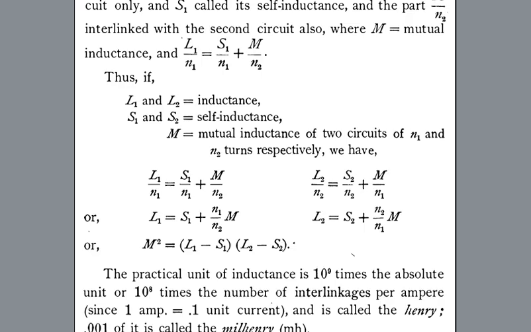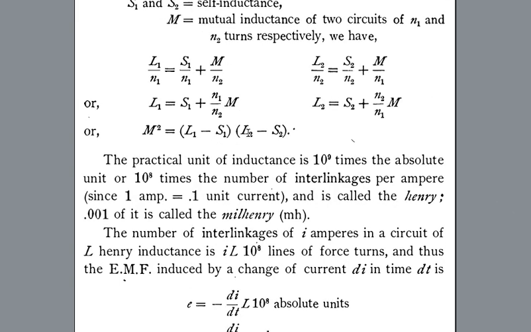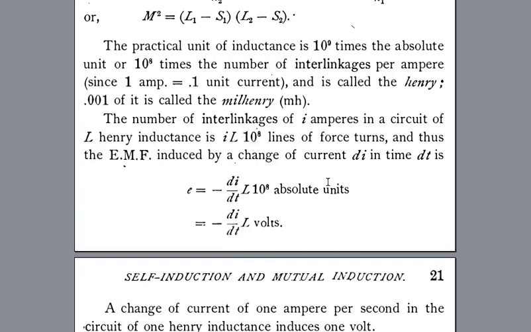L2 over N2 equals S2 over N2 plus M over N1, or L1 equals S1 plus N1 over N2 times M, and L2 equals S2 plus N2 over N1 times M. Or M squared equals the product of L1 minus S1 and L2 minus S2. The practical unit of inductance is 10 to the power 9 times the absolute unit, or 10 to the power 8 times the number of interlinkages per ampere, since 1 ampere equals 0.1 unit current, and is called the Henry. 0.001 of it is called the millihenry.